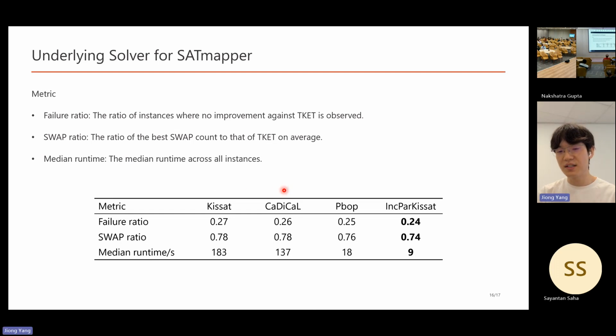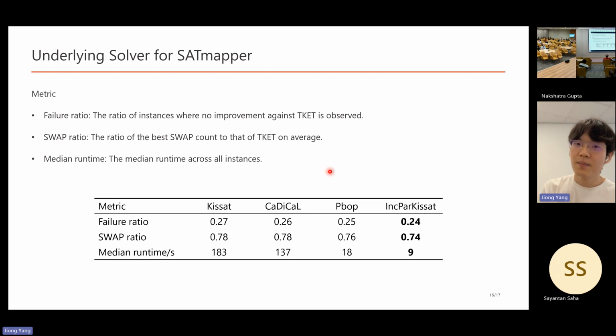Cadical refers to using the set solver Cadical in incremental mode. And PBOP is a non-incremental cloud sharing based parallel set solver. And Inc parquet set is the incremental and parallel set solver we introduced in this talk. Remember, lower is better for all 3 metrics. So the table shows that the SetMapper equipped with Inc parquet set achieved the best performance.